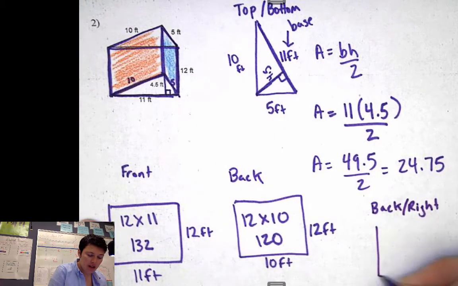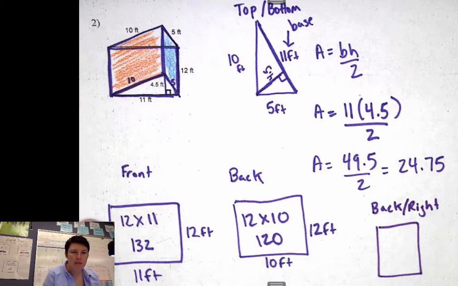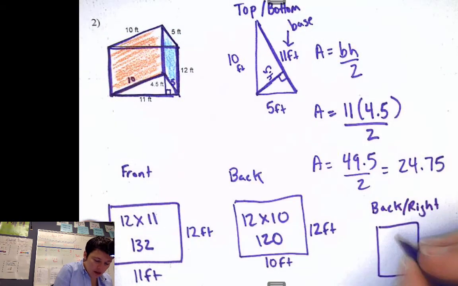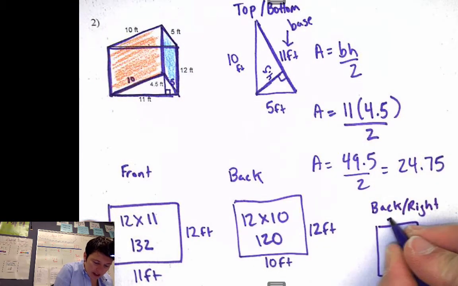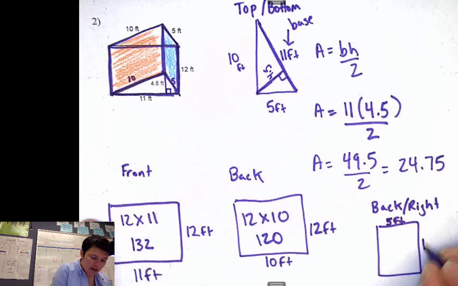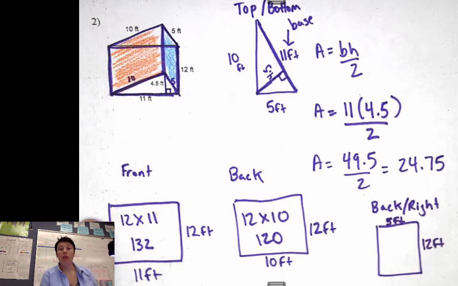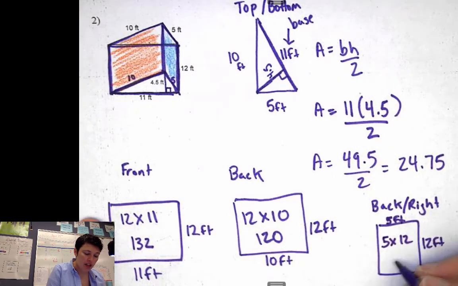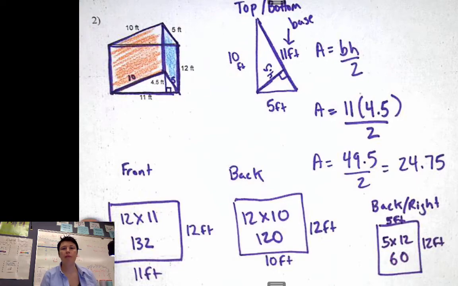And it looks like a rectangle. If you look at the measurements, it looks like it goes 5 feet across the top. So I'm going to label it right here, 5 feet. And it also looks like it goes about 12 feet down. So I'm going to say right here, 12 feet. So it's a 5 by 12. So we're going to do 5 times 12, which is 60, has an area of 60.